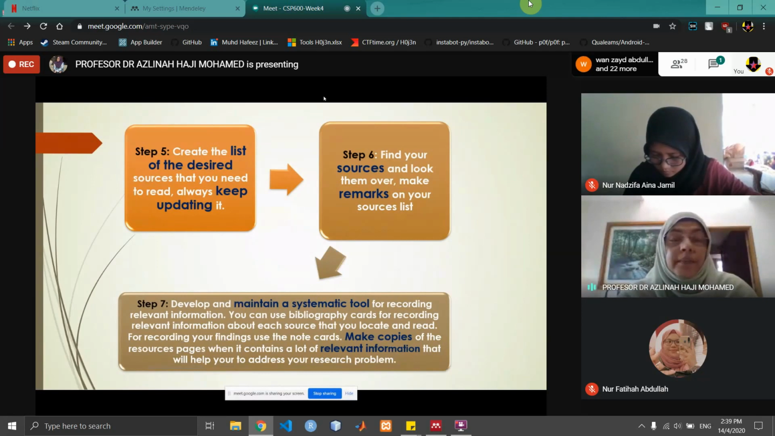Step 7 is to develop and maintain a systematic tool for recording relevant information. You can use bibliography cards for recording relevant information for each source. If you are already using EndNote, it's very good. If you are using Mendeley, it's very good because it will help you throughout your thesis writing later on, even for your proposal. So my advice is to start using this already. Make copies of the resource pages when it contains a lot of relevant information that will help to address your research problem.